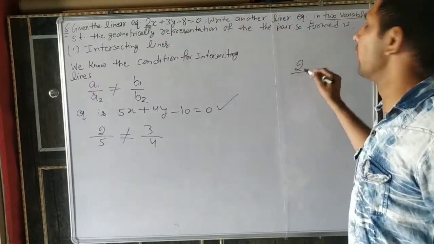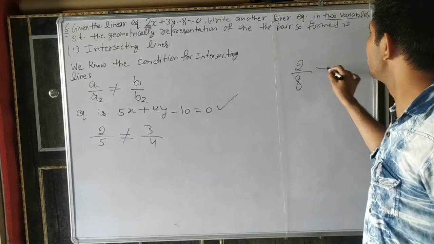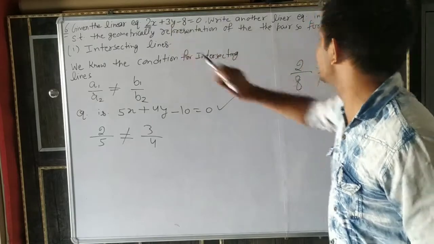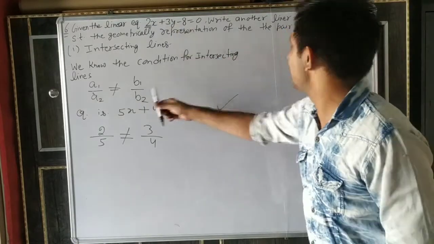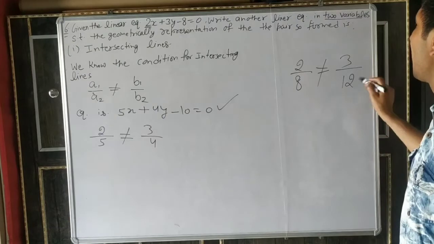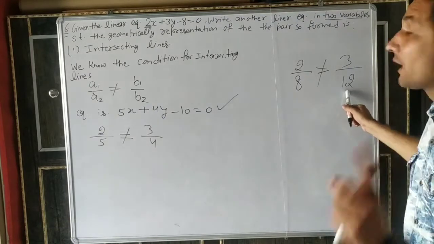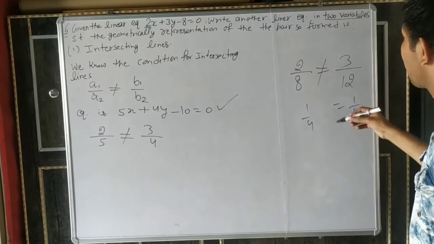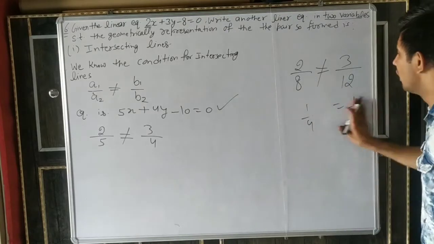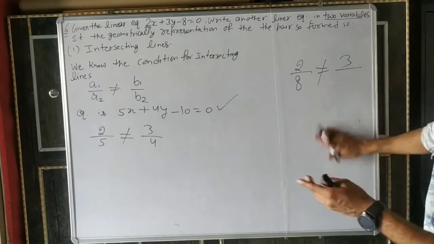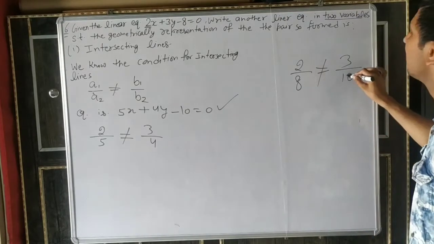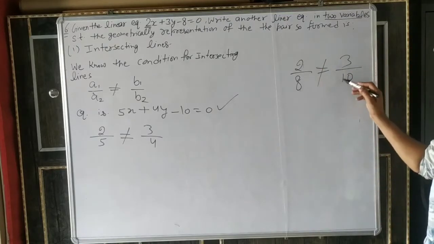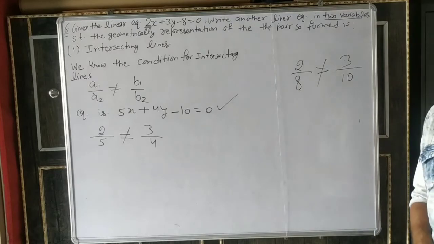One more you can write again. 2 upon 8, which is 1 upon 4, is not equal to B1 by B2, 3 upon 12. Now 12 you cannot take, because 2 upon 8 is 1 upon 4, and 3 upon 12 is also 1 upon 4. So they are equal, and they should not be. Therefore, in place of 12, you have to take a different number. 3 upon 10 you can take. Yes, it is right. 2 upon 8, 1 upon 4, and 3 by 10 are not equal. Understand?